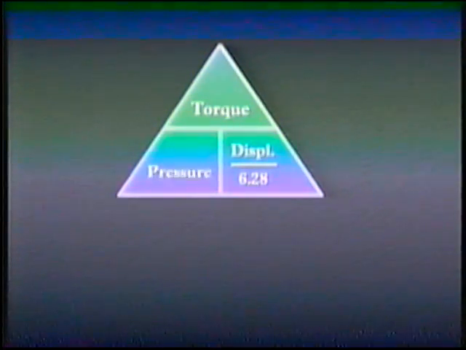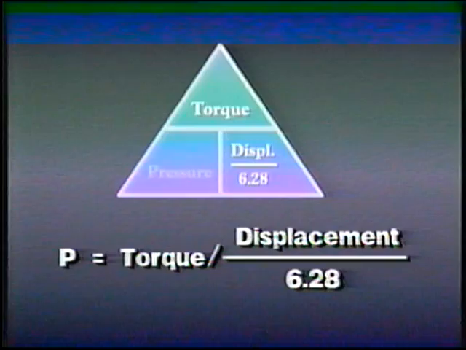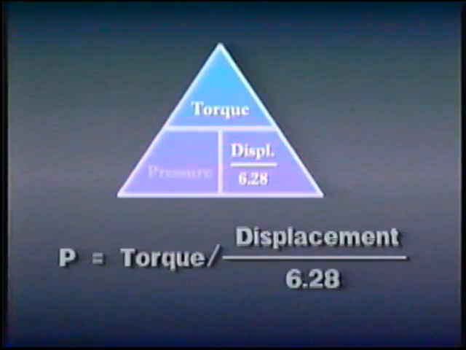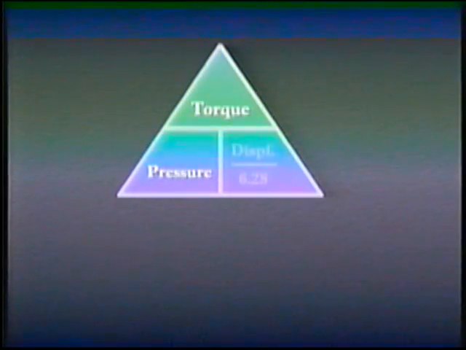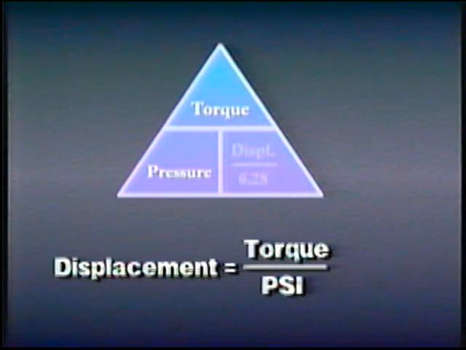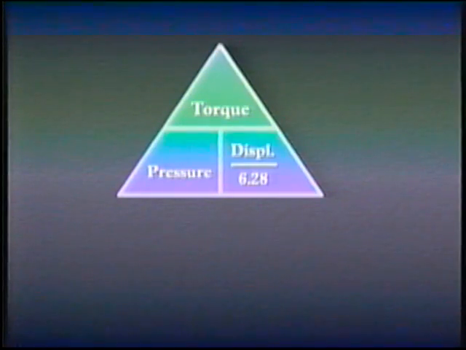For example, suppose we need to figure out how much pressure will be required to produce a specific torque. We begin by dividing the displacement by the constant 6.28. Then we divide the torque by that number. Or if we want to know the displacement of a motor required to produce a specific torque at a given pressure, we just divide the required torque by the pressure, then multiply that number by the constant 6.28. Let's look at some examples.